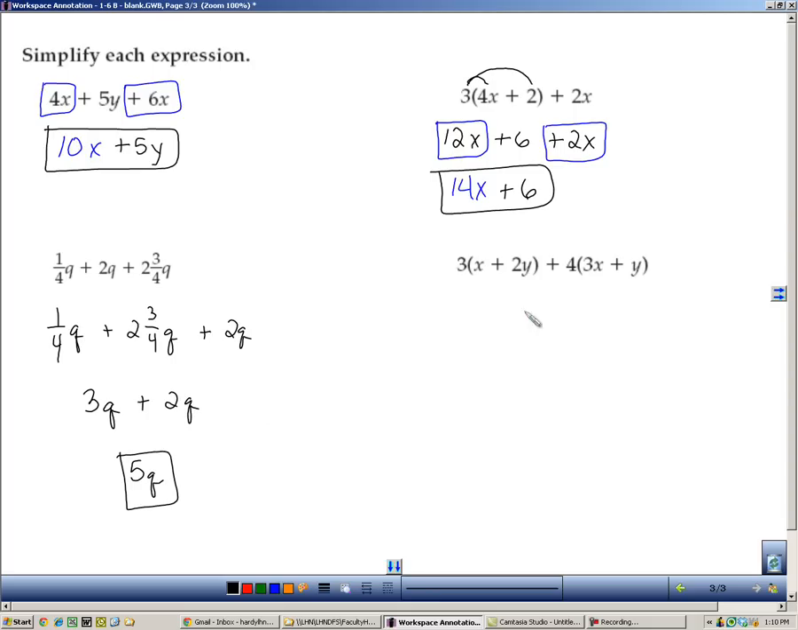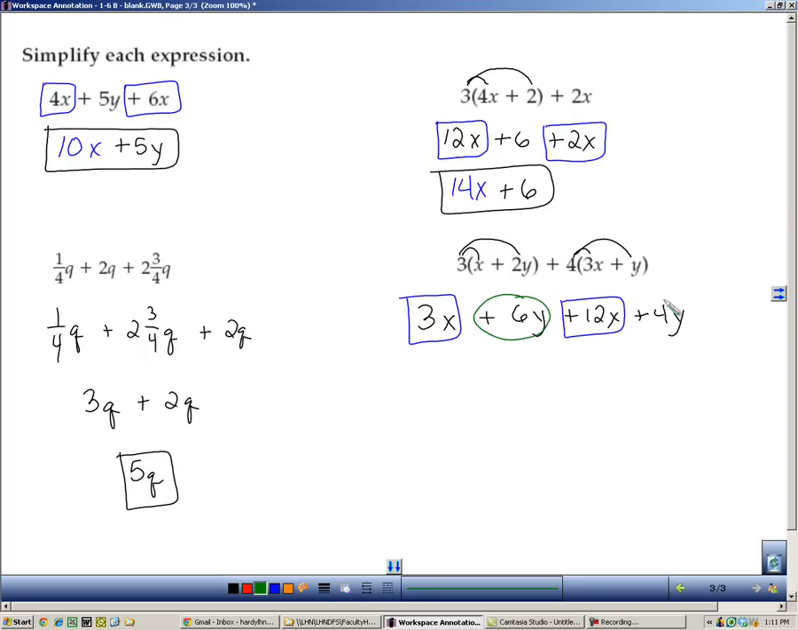Our last one over here, there's two groups of parentheses that looks like I'll have to use the distributive property for. So 3x plus 6y, and then I'll have to distribute the 4 also, plus 12x plus 4y. Here's another example when I could change the order. I could flip the 6y and 12x and move the 12x closer. But I also notice that I have like terms there, and there's also like terms here, so I'll put those in green. So 3x plus 12x is 15x, and then 6y and 4y is 10y.